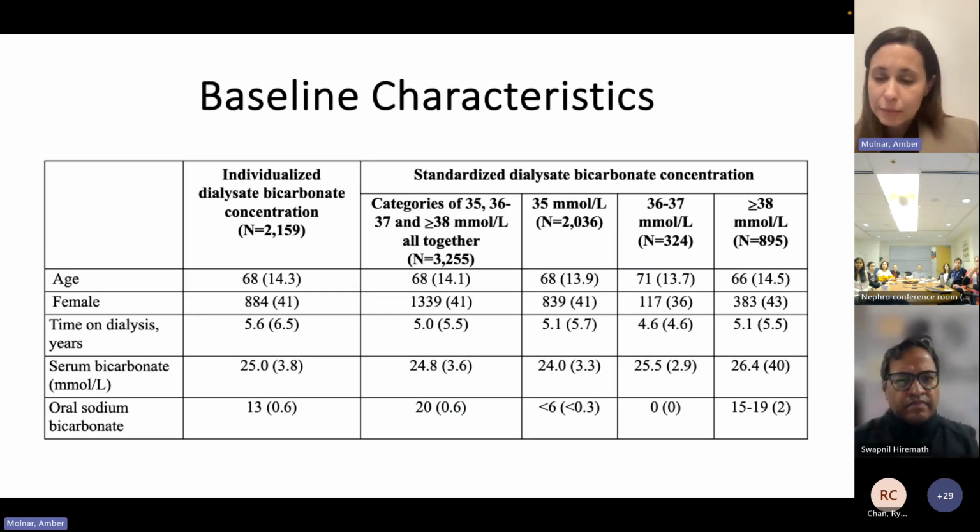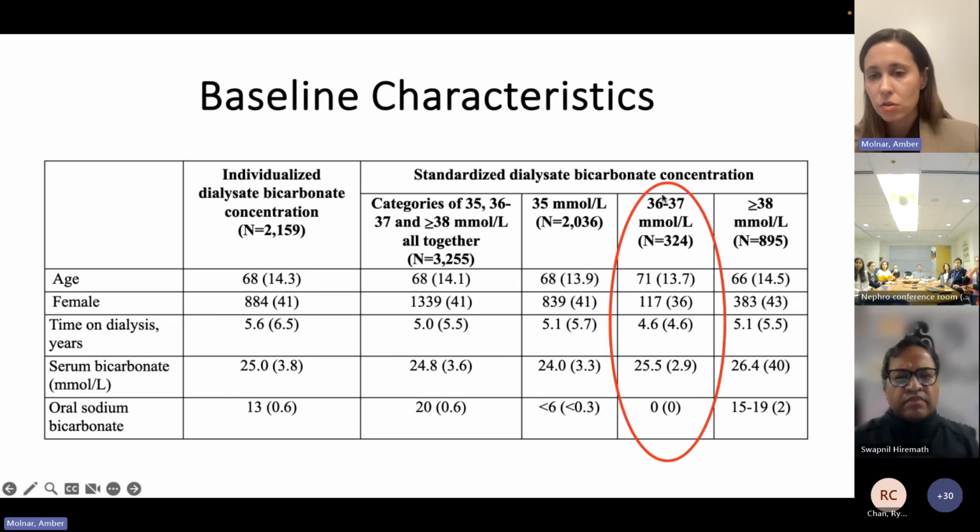These are some selected baseline characteristics across the various exposure categories. So they were pretty similar. There are some differences here in this 36 to 37 millimole per liter category, likely just by chance due to the fact that there's a relatively small number of patients in this category. They were a bit older and more likely to be male.